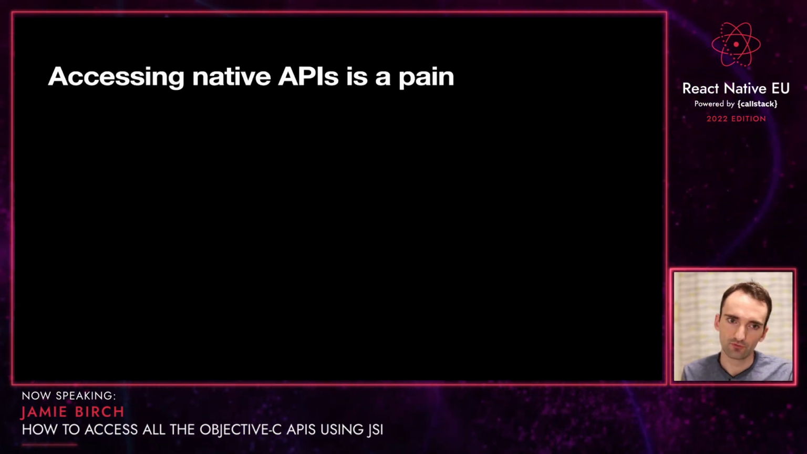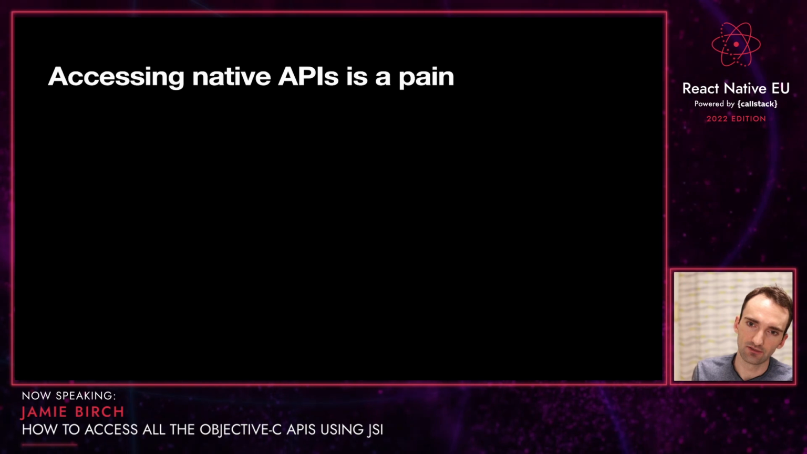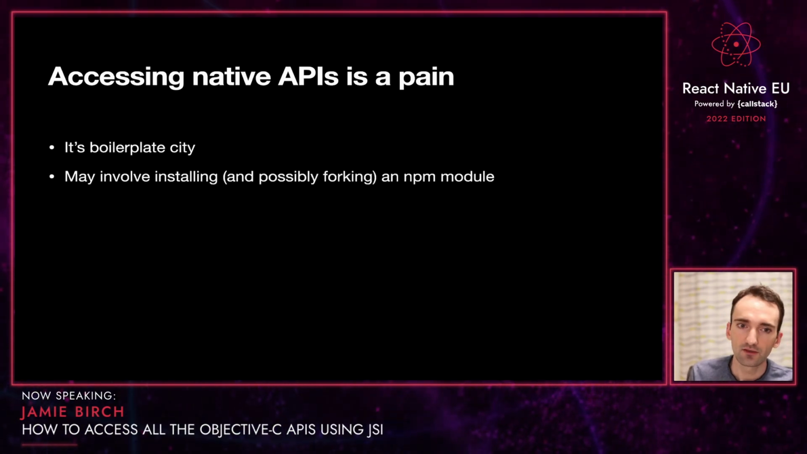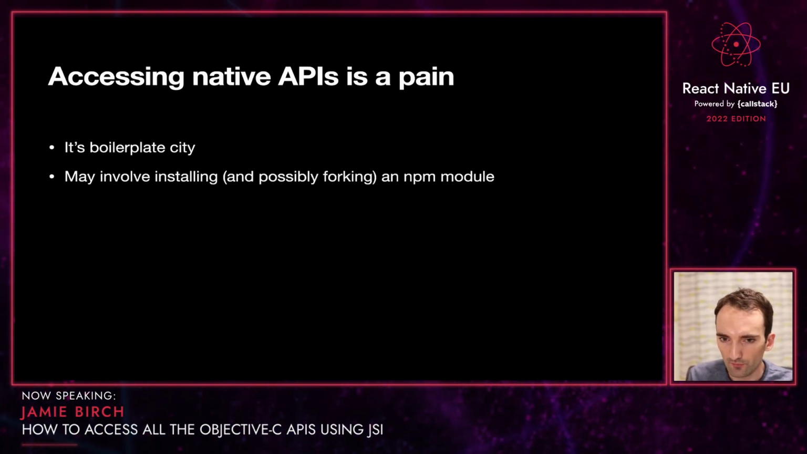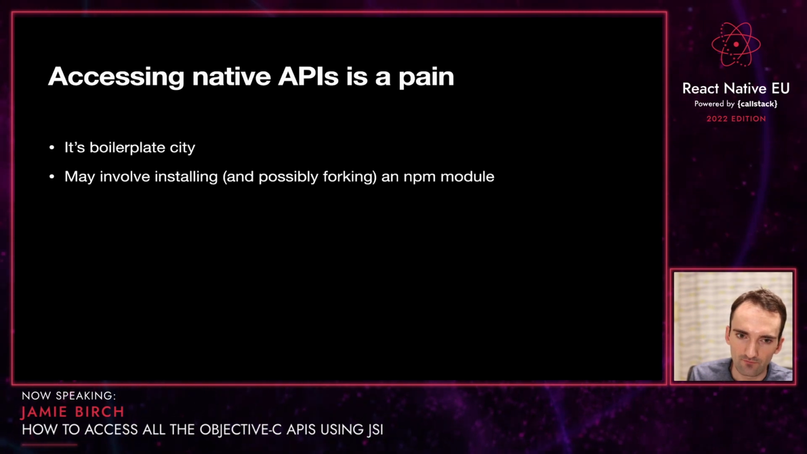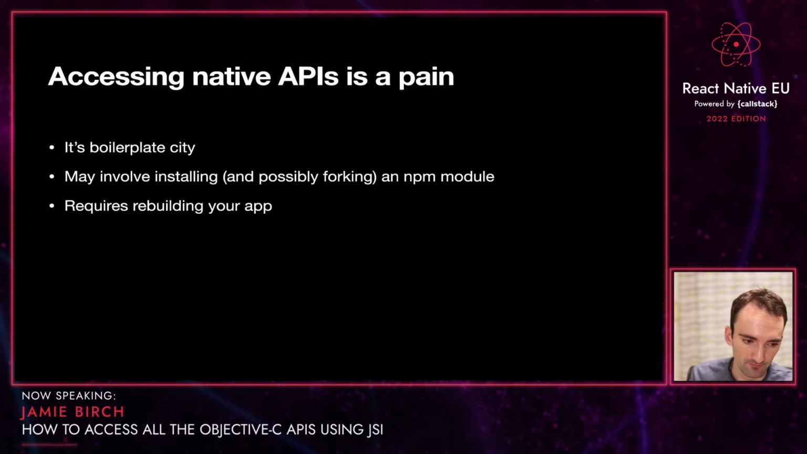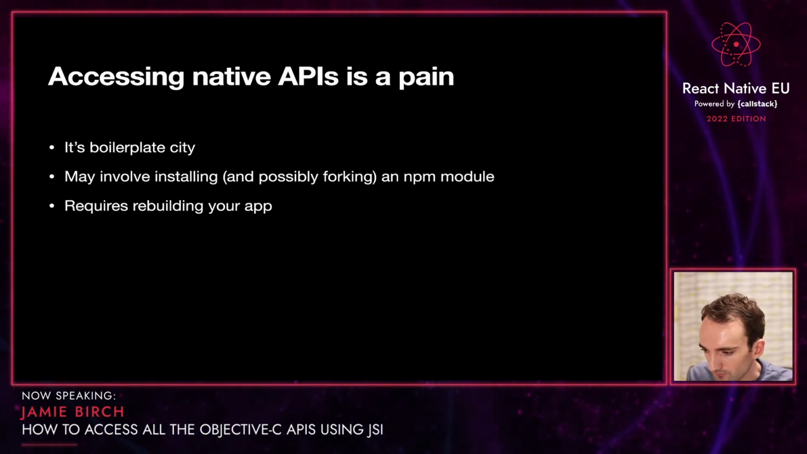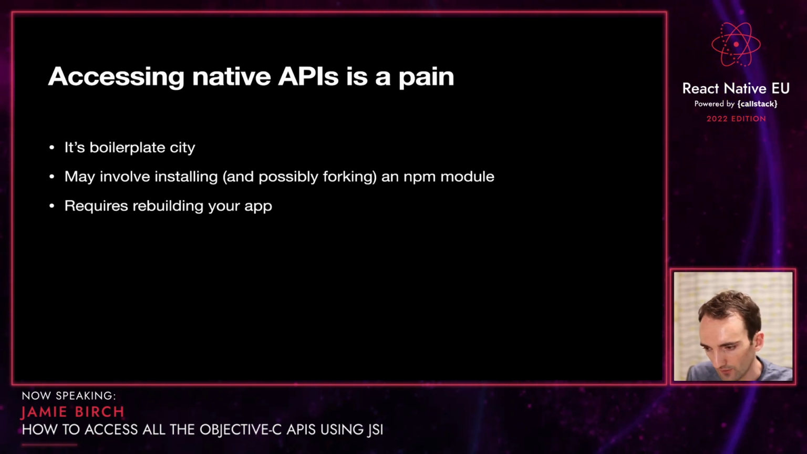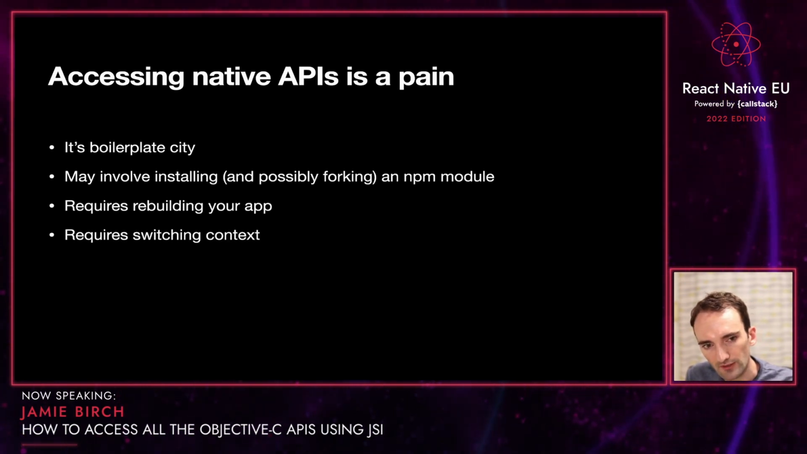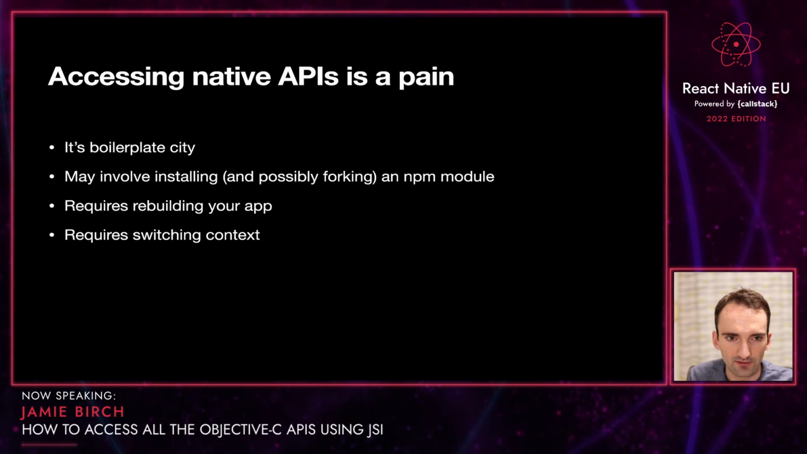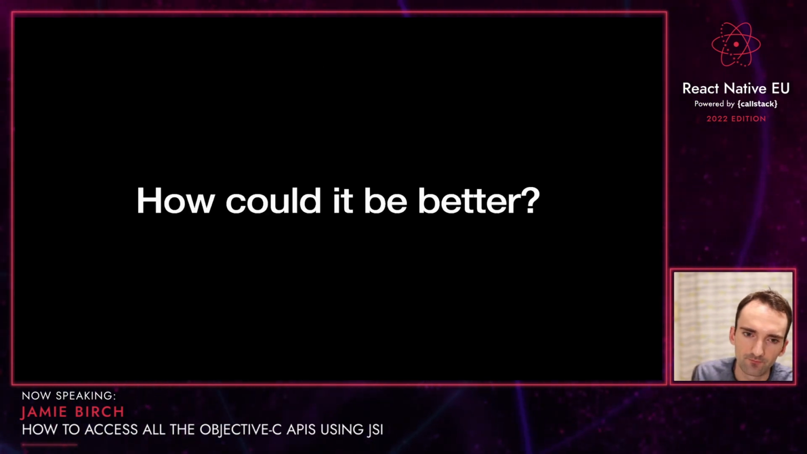So, background. Accessing native APIs is a pain. It's boilerplate city. It may involve installing, possibly forking an NPM module. It requires rebuilding your app, and that might be an Xcode rebuild, not a JS bundle rebuild. And all of this is about breaking your workflow, switching your context, and it's just painful. So how could it be better?